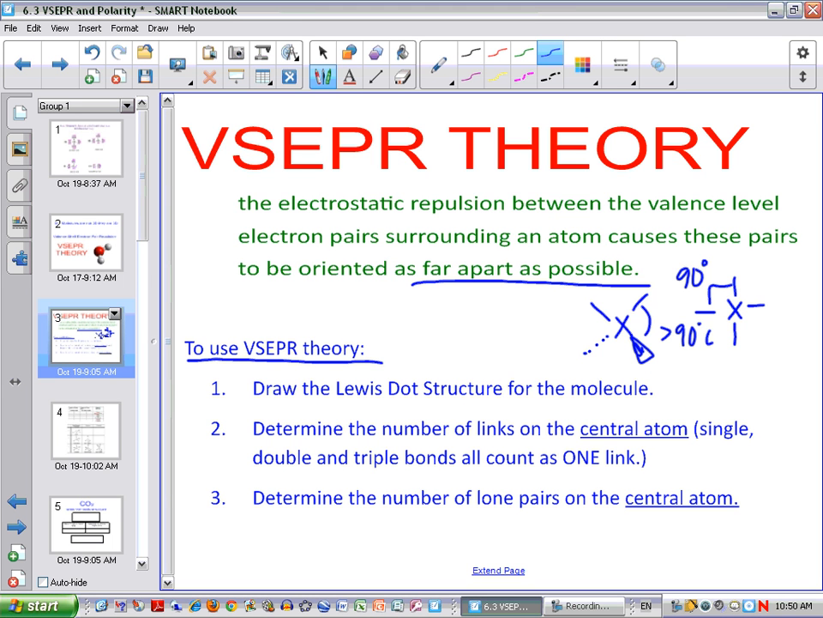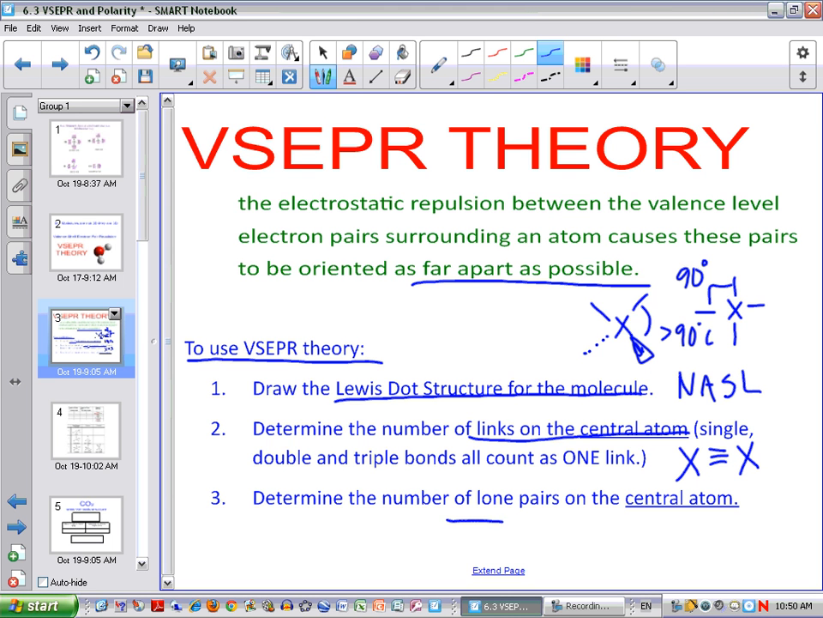First thing you're going to do is draw that Lewis dot structure for the molecule. So basically step 1, just like your homework last night, you're going to NaSl. Then you're going to count the number of links on the central atom. Remember, a single bond is a link, but a double bond counts as only 1 link, and a triple bond also counts as only 1 link. So basically you're saying how many things are attached to it. So not how many lines are there, but how many things are attached to it.